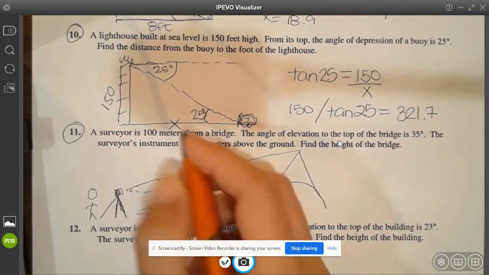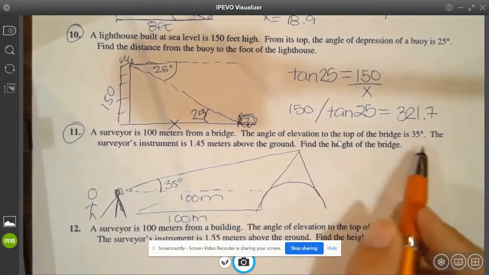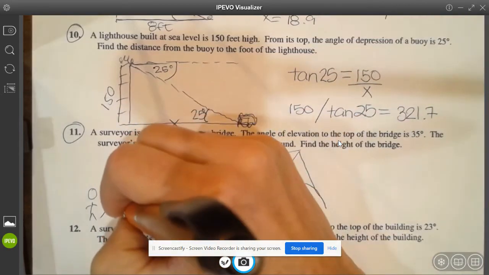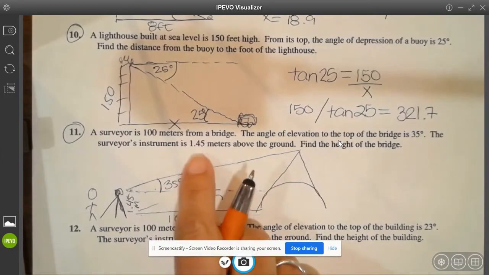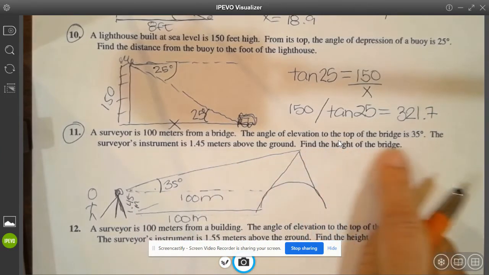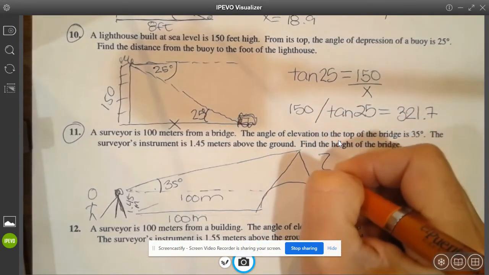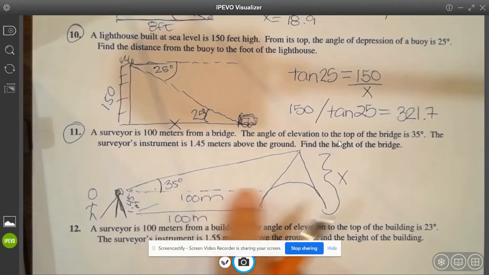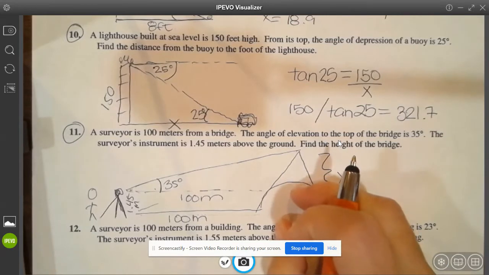So the angle of elevation is what? 35 degrees. Okay. And then it says in the survey, the instrument, this piece right here, is 1.45 meters. Okay, so you're going to have to add that. So find the height of the bridge. All right, so we're looking for this right here. Now we have to include that 1.45, right? So let's find this piece first, and then we add the 1.45.